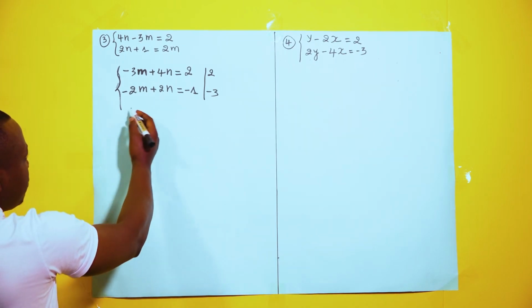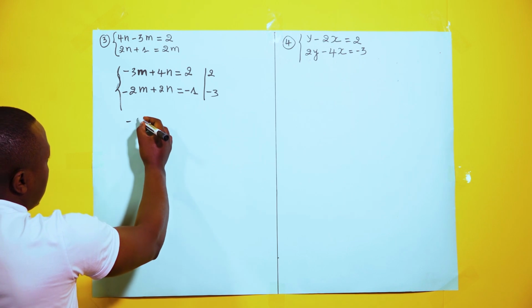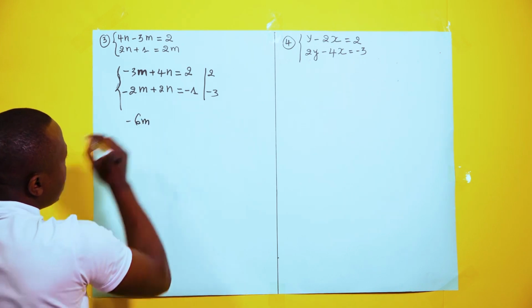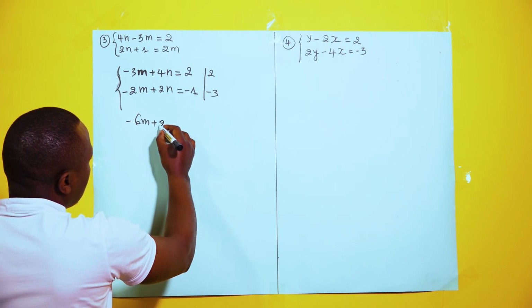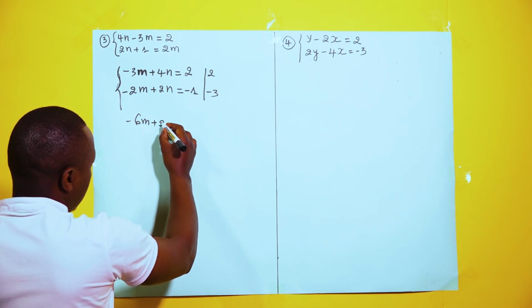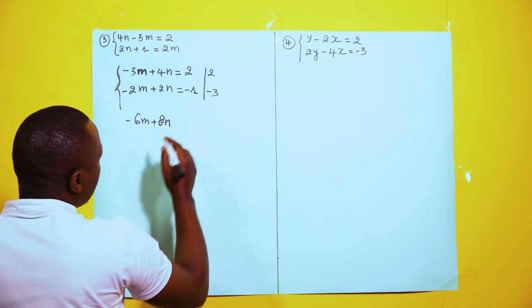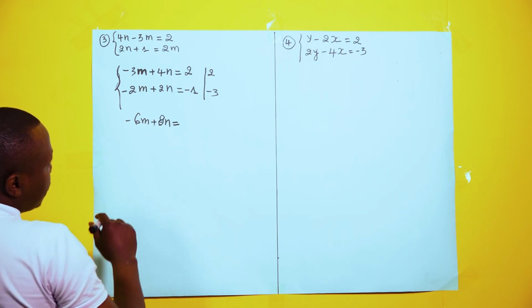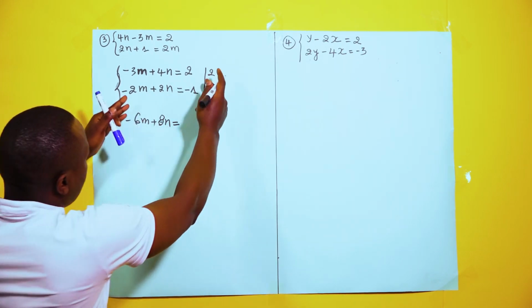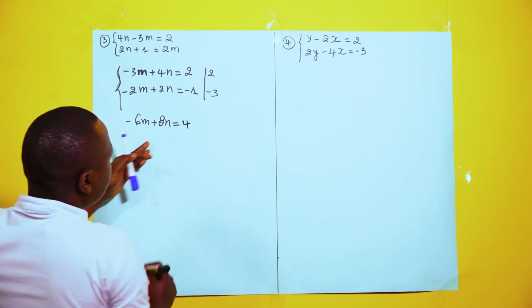So it's going to be here negative 6m plus, this is 8, right? This is 8n, equals, I'm multiplying by 2, 8n equals to 4, right?